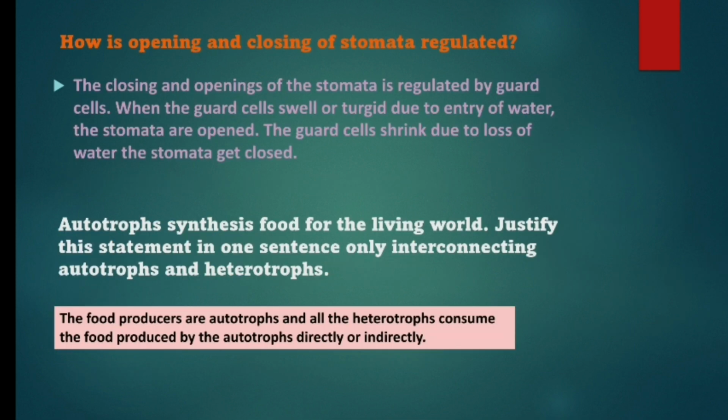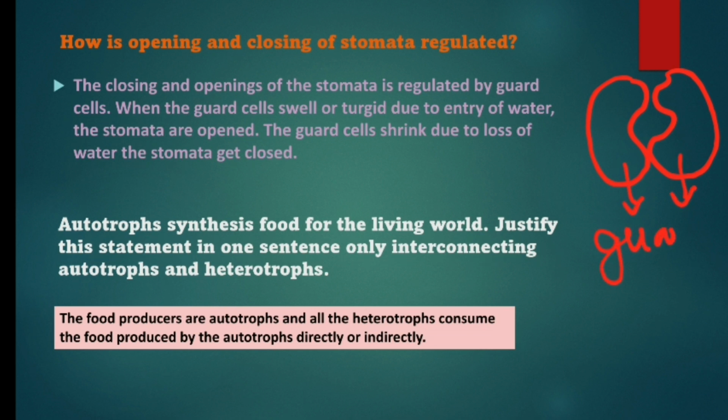Okay, next. Now, how is the opening and closing of stomata regulated? You have studied the structure of the stomata, that stomata are small tiny pores present on the surface of the leaf. There are two guard cells, kidney shaped cells, called the guard cells, and there is a small pore called the stomatal opening or the stomatal pore.